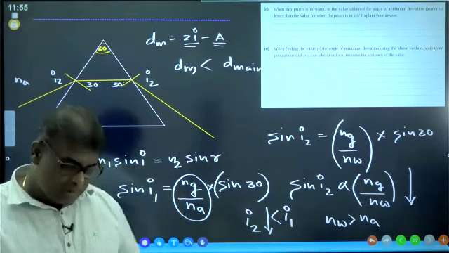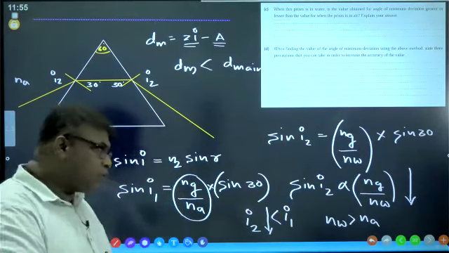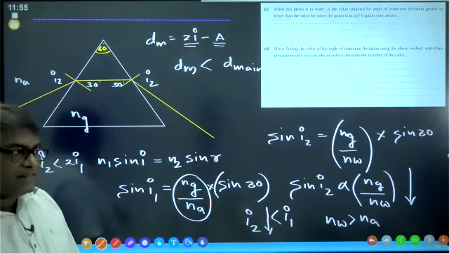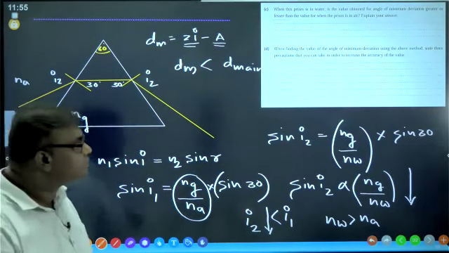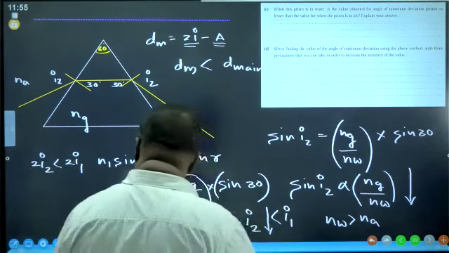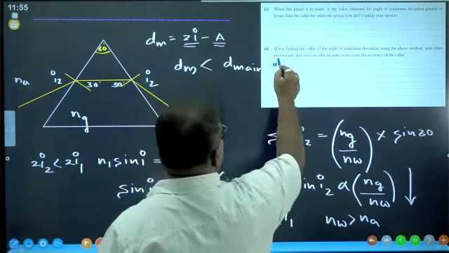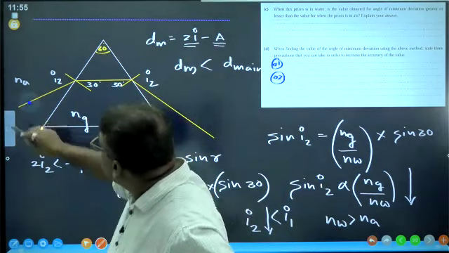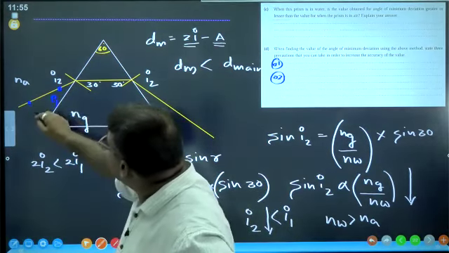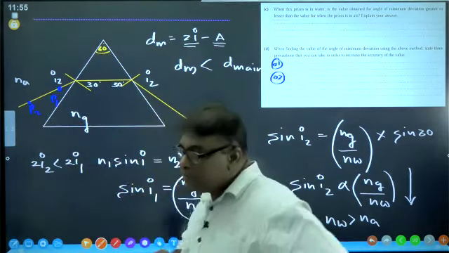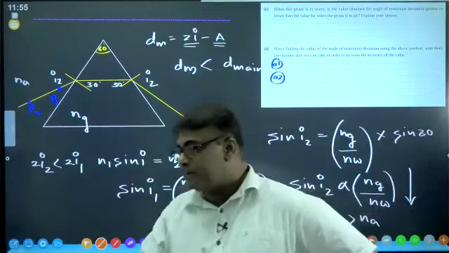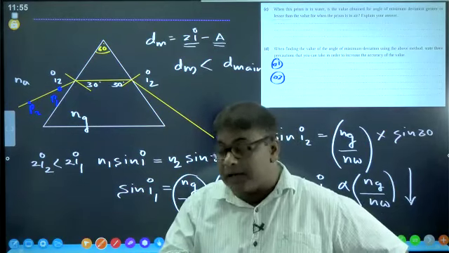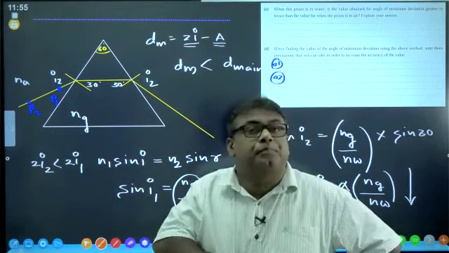First one: select very thin optical pins. First one is clear. Second one, a considerable gap should be maintained in between the pins. Considerable gap should be obtained in between the pins.